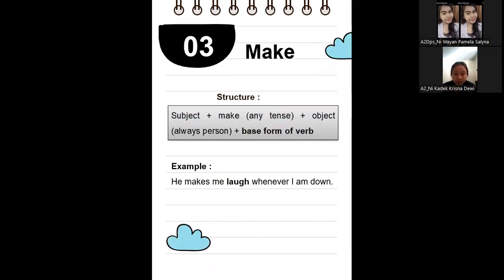Number three is make. Make is stronger than have or get. It constitutes only one structure as it does not take anything passive as its object. The structure is subject plus make or any tense plus object, always person, plus base form of verb. For example, he makes me laugh whenever I'm down.